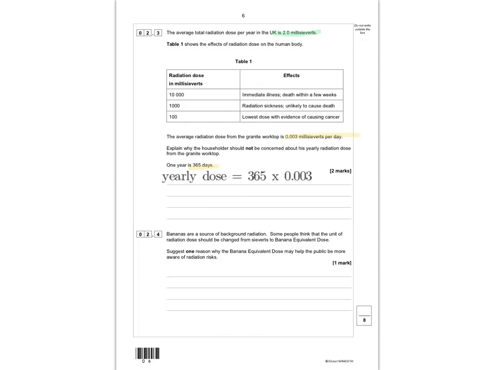To do this, you use the equation that I've got on screen now, which is the yearly dose equals 365 multiplied by 0.003. This leads us to an answer of 1.095 millisieverts per year, and that gets you the first mark.